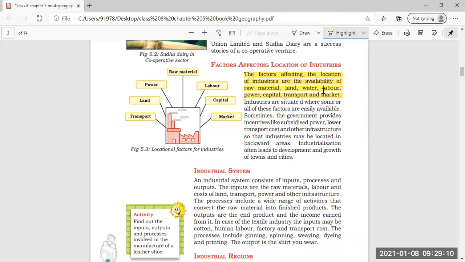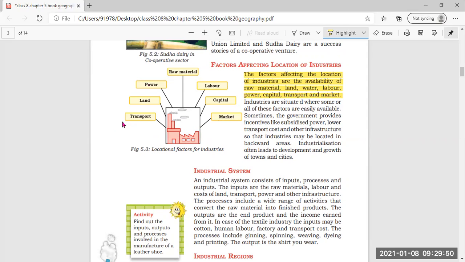Then these factors: availability of raw material, from which that industry will get its raw material. That place of raw material should be nearby, so that easy availability of raw material is there for the industry. Then land should be there, proper availability of land, on which that industry can be put up. Then water supply should be there, because water will be needed in that particular industry also.